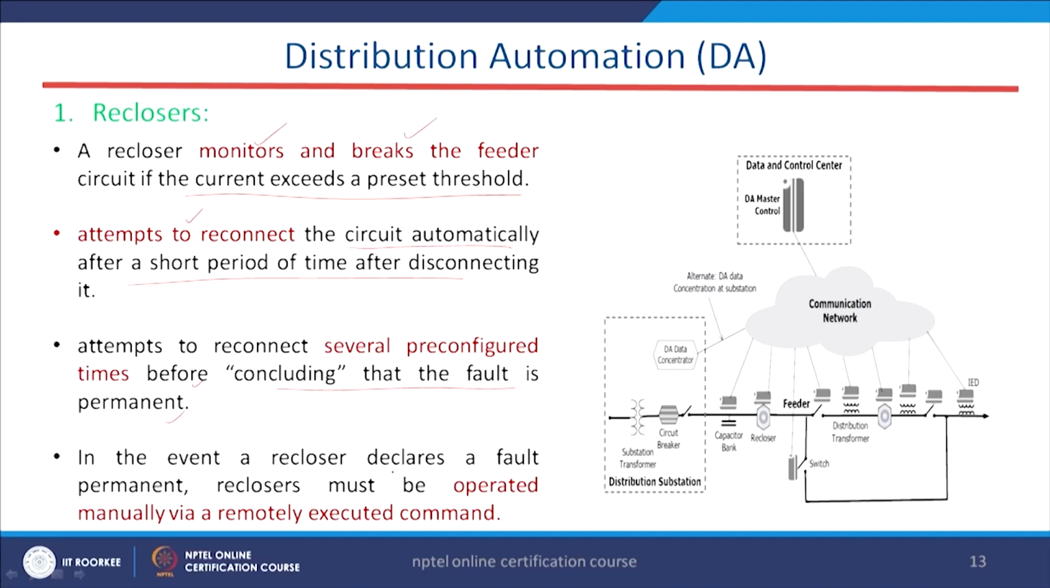Now, in the event the recloser declares a fault permanent, the reclosers must be operated manually or by a remotely executed command. So, here comes the distribution automation. If the recloser declares the fault is permanent, then it must be operated from the remote station, from the master control center of the distribution automation system. That is what the smart grid demands. It should not be manual, everything should be an automatic process.